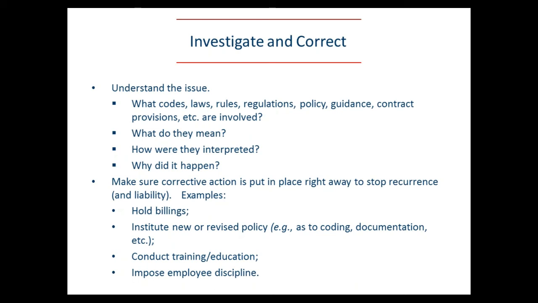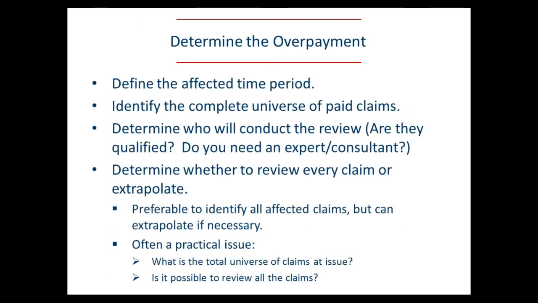Key takeaway, if you identify there's an issue, one of the first things you want to do is put corrective action in place. What that does is it cuts the bleeding off. It stops the recurrence. It stops potential liability. And ways that you may be able to do that include, for instance, holding the billings, putting a new policy in place, doing training soon after that occurs, and in appropriate cases, considering employee discipline.